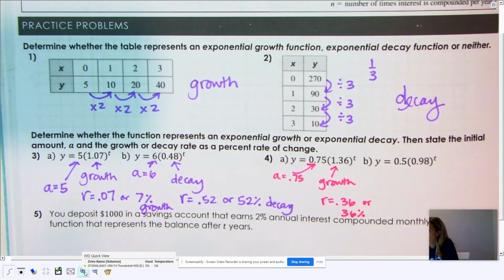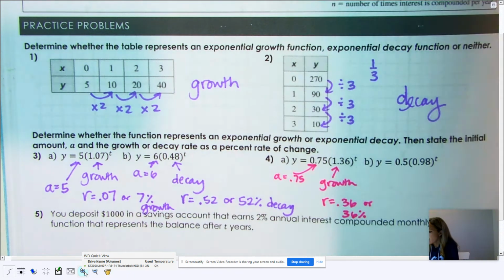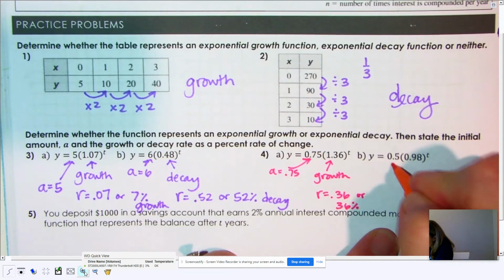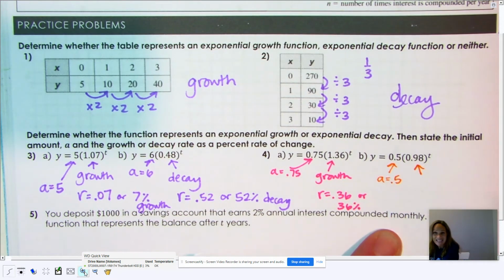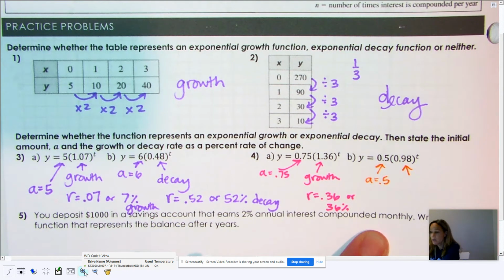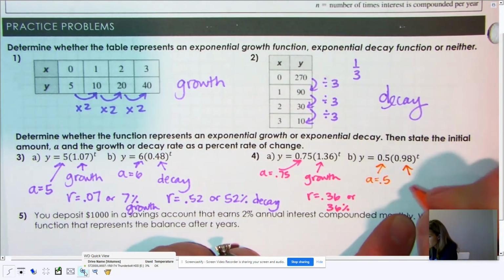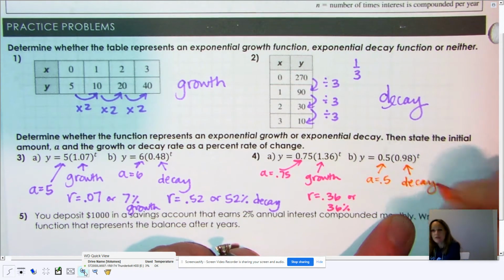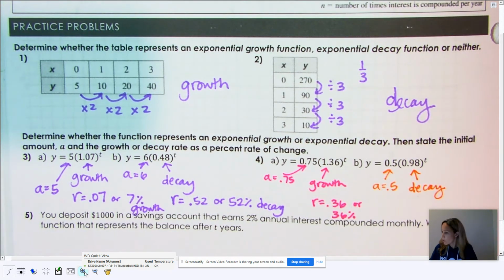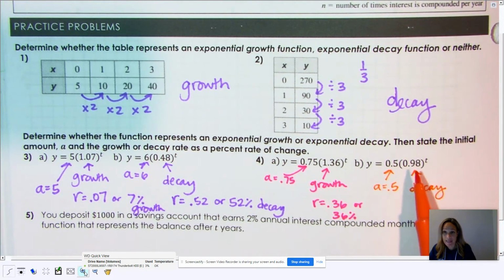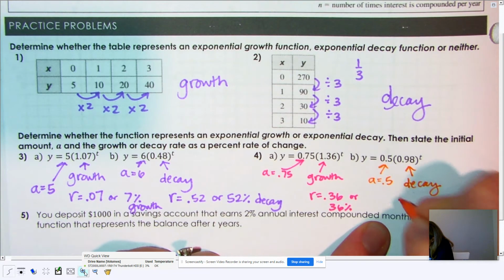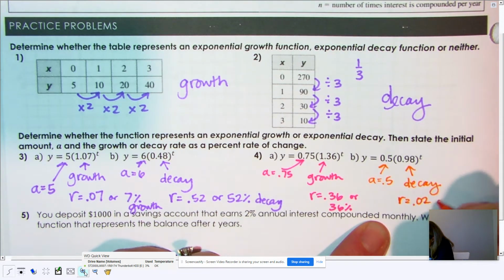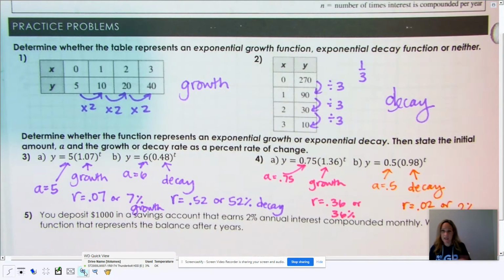Okay, for this one over here, we have our initial amount A would be 0.5. And then this one is less than 100%, so less than 1, but still positive. So this is decay. And then we always compare it to 100%. So if I were to write this as a percent, it would be 99%. And compared to 100%, we went down by 2%. So R would be 0.02, or you could say 2% decay.